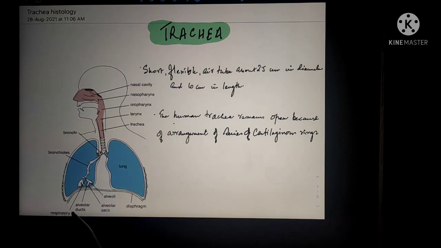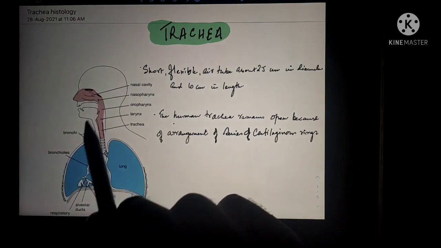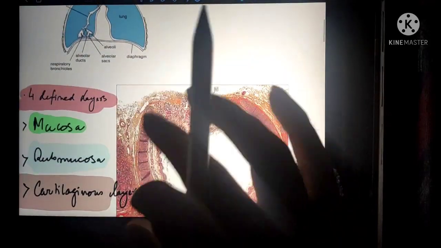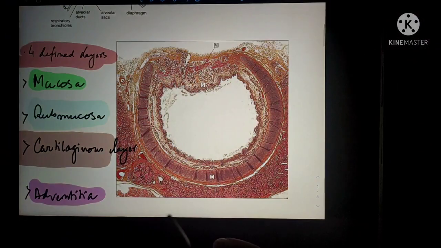The trachea remains patent because of the arrangement of a series of cartilaginous rings which are present one on top of the other, and this is very important because for it to act as a conduit for the air to reach the lungs, it needs to remain patent. Now if we take a section of the trachea under the microscope, we get a picture like this.